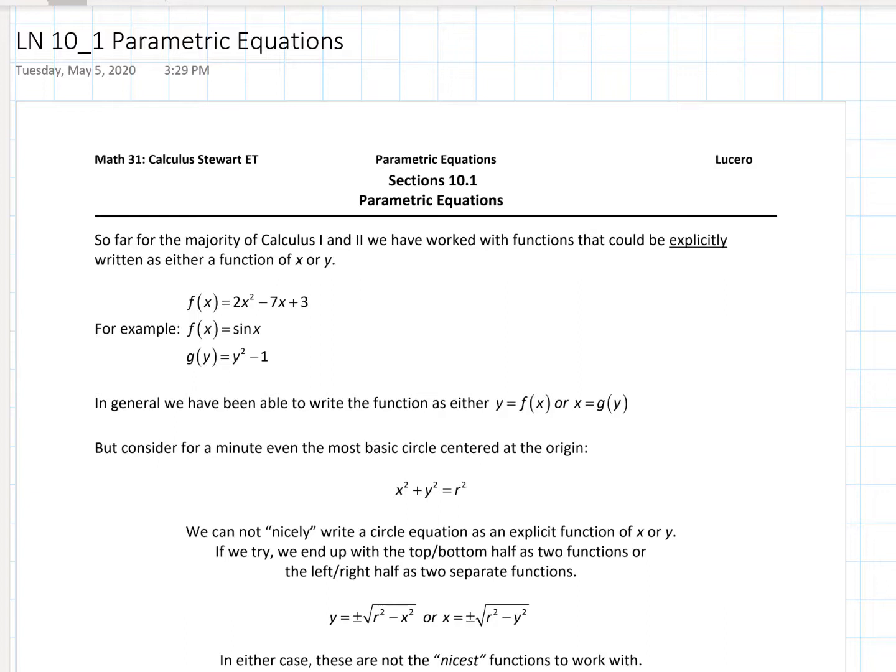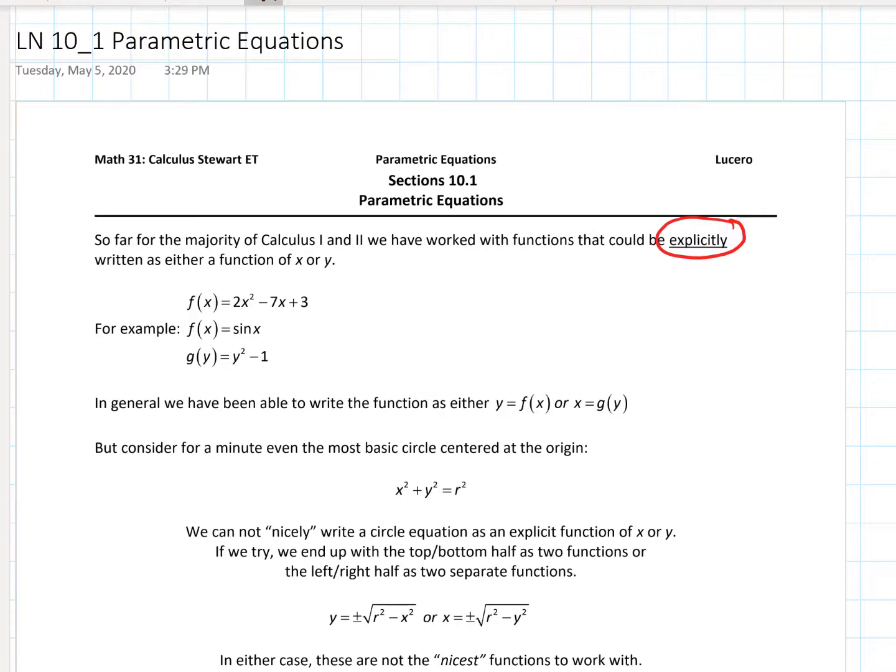So if we are working with functions, what we have been used to working with in Calc 1 and Calc 2 are functions that could actually be explicitly defined or written as a function of x or y. So for instance, f of x equals a parabola, 2x squared minus 7x plus 3, or f of x is a trig function, sine of x, or possibly oriented the other direction. So g of y is a parabola, y squared minus 1. So we have mostly been working with functions that can be written as either y as a function of x or x as a function of y.